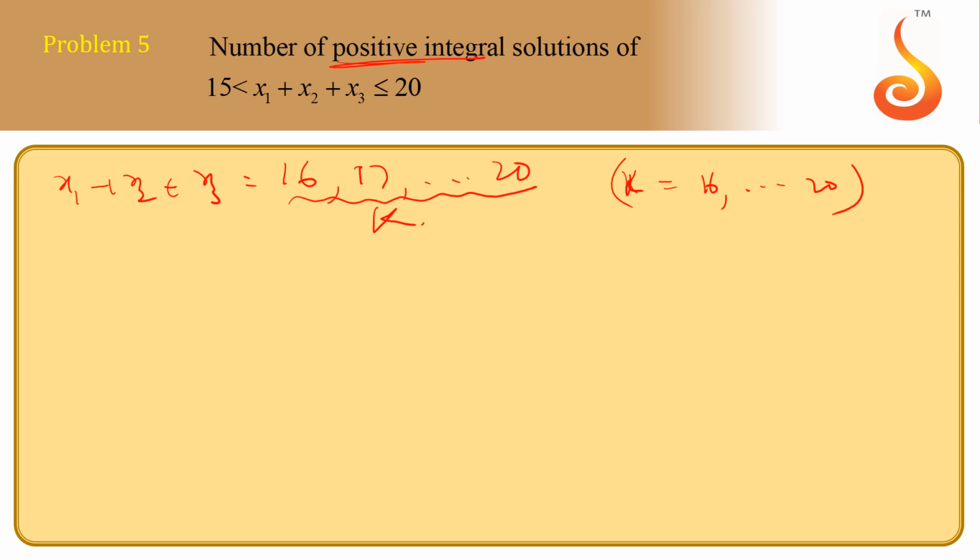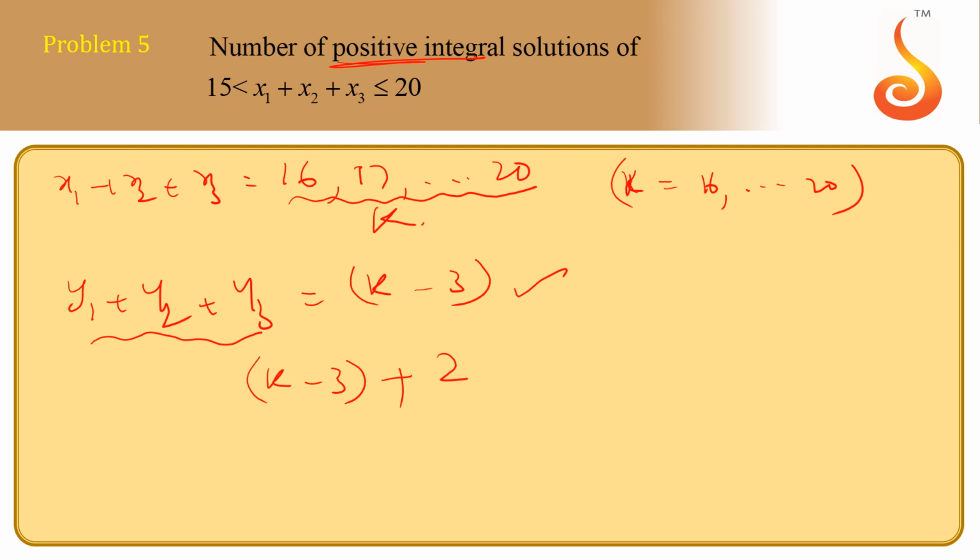Now since we want positive integral solutions, x1, x2, x3 each must be greater than or equal to 1. So if I give x1, x2, x3 minimum 1, 1, 1, the new equation will be y1 plus y2 plus y3 equal to k minus 3. Then for the number of solutions of this equation, we have to write non-negative integral solutions. So can I write k minus 3 plus 3 variables, no? 3 boxes will give you 2 sticks, so C2 you can write. And the summation for this is k equals 16 to 20.